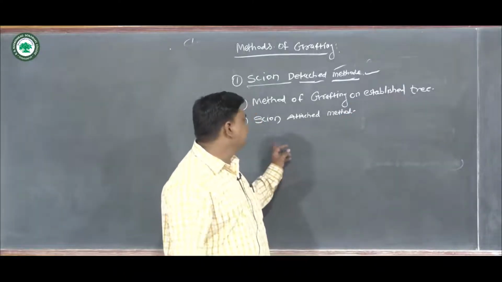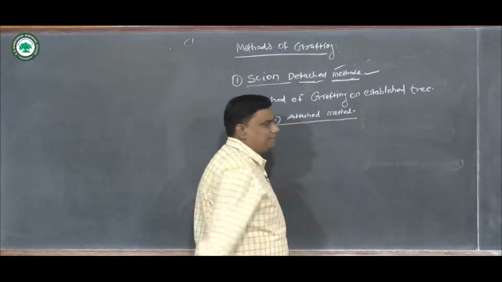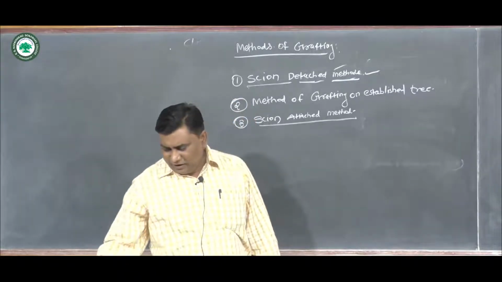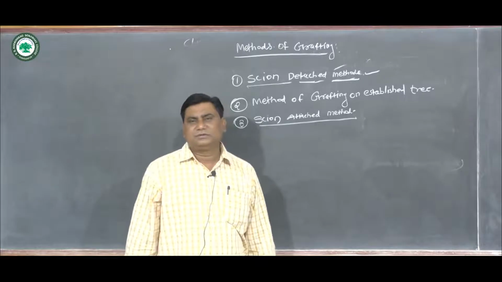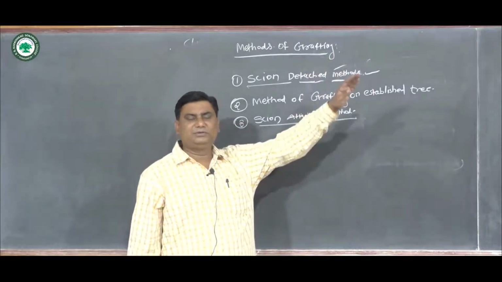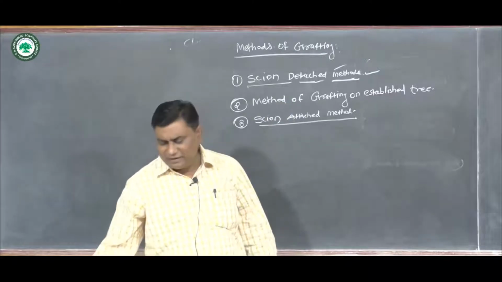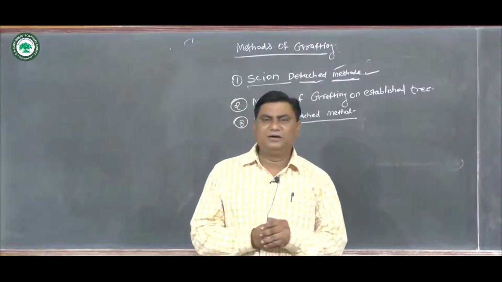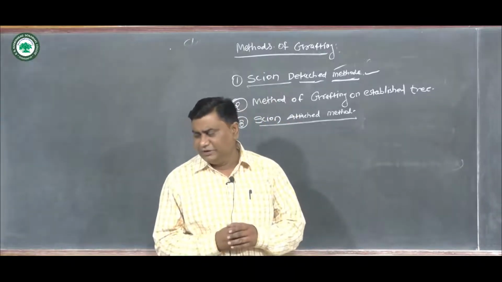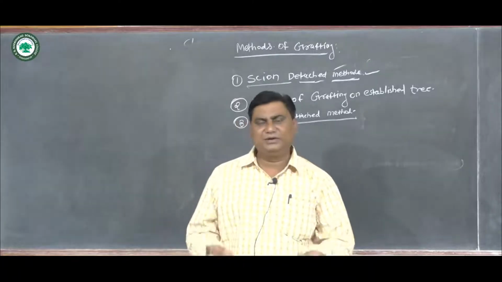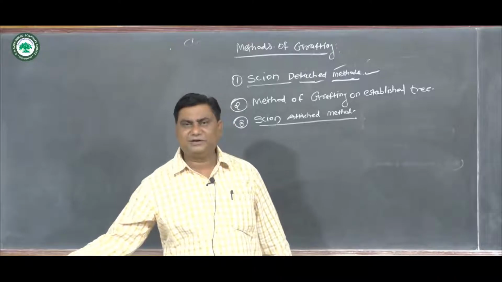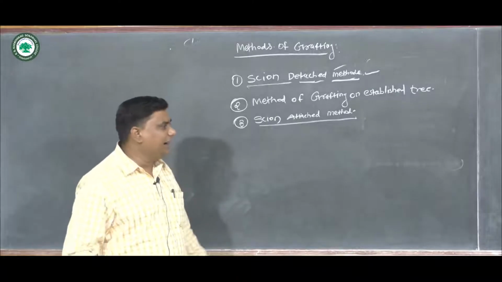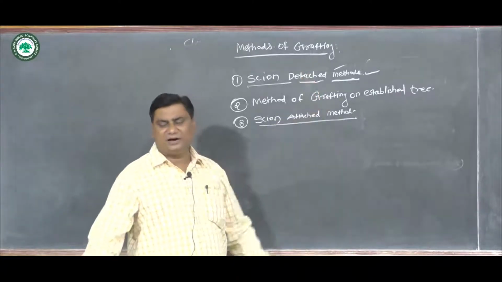Then the third one is the scion attach method. The word itself indicates that the scion is attached to the mother plant. As I told you, in the other method the scion is detached. Here in this method of grafting, the scion is kept attached to the mother plant till the graft union takes place. After the union, the scion gets detached again. Because the graft union takes place while attached, the method is called the scion attach method.